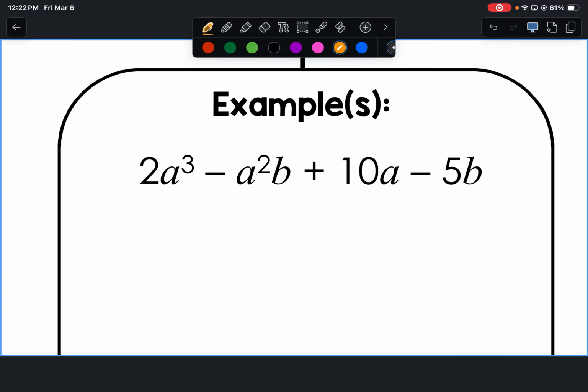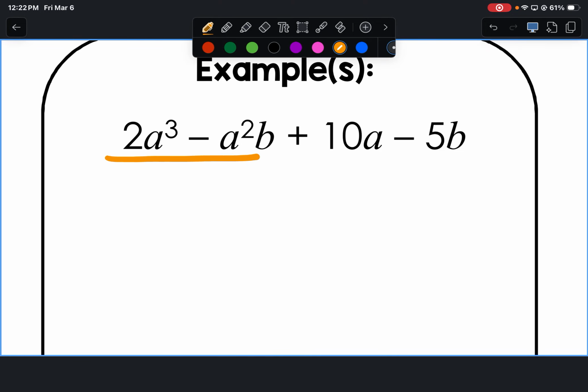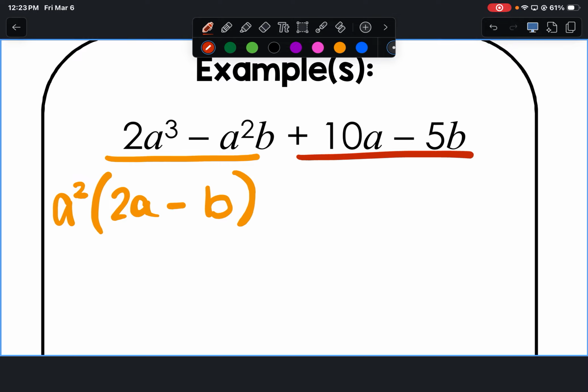So when we start grouping, we're going to group the first 2. What is the GCF of 2a cubed minus a squared b? Just a squared. What is that going to leave us with? 2a minus b. Now, if we group the second half of this, does that have a greatest common factor?